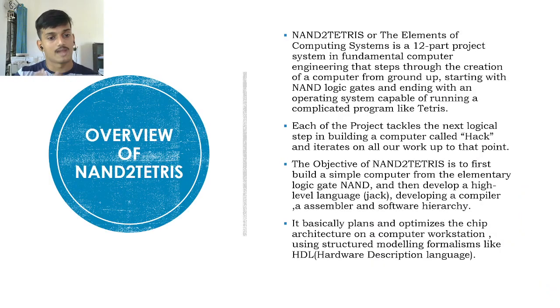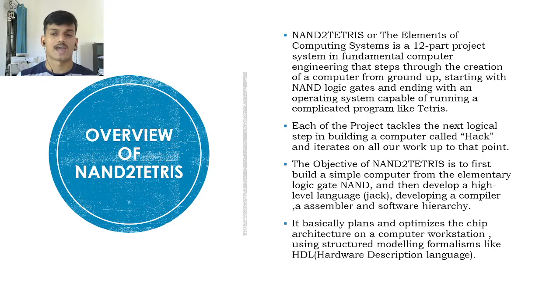Before heading on to the NAND2TETRIS implementation, I would like to give a brief overview of what NAND2TETRIS is. NAND2TETRIS, or The Elements of Computing Systems, is a 12-part project system in fundamental computer engineering that steps through the creation of a computer from the ground up, starting with the NAND logic gates and ending with an operating system capable of running a complicated program like Tetris.